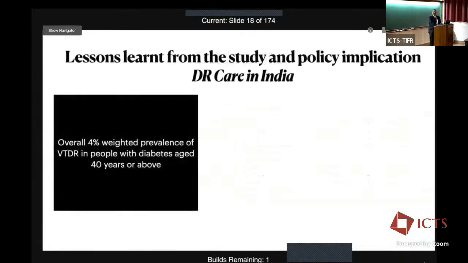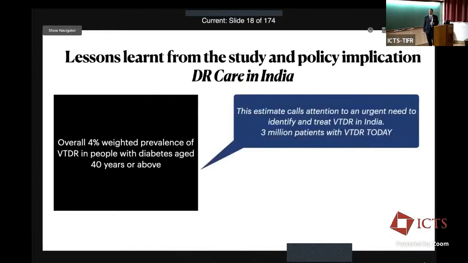So the lesson we learned from this study, which is really striking, is the prevalence of vision threatening retinopathy. Diabetic retinopathy can be in various stages, and at some stage, if we don't treat them, they can become blind, legally blind. And that prevalence is too high, that is 4% weighted prevalence, and that translates to nearly 3 million sight-threatening disease today in India, if we extrapolate it.